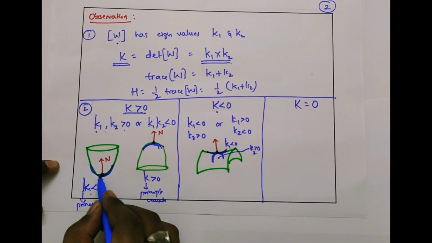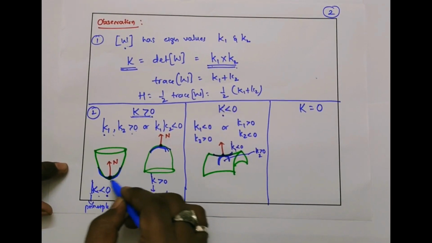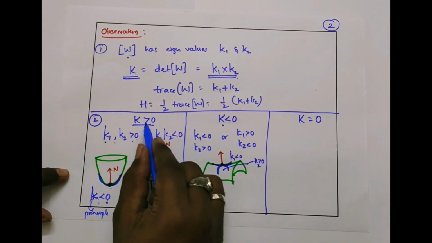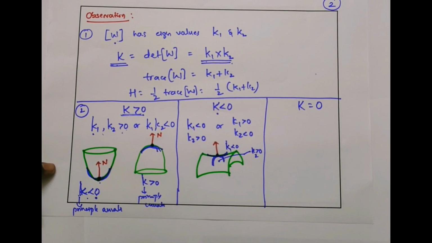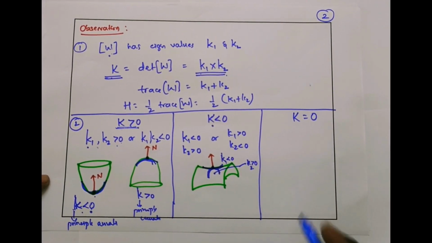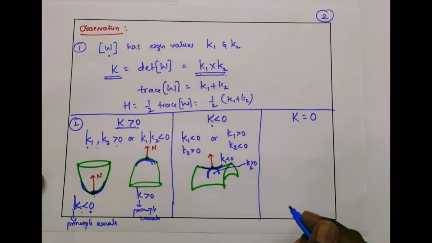Whereas in the earlier case both are up towards the normal, so you have the Gaussian curvature greater than 0 because both are less than 0. The product will be positive, of course. And this is one case. And when can it be equal to 0?